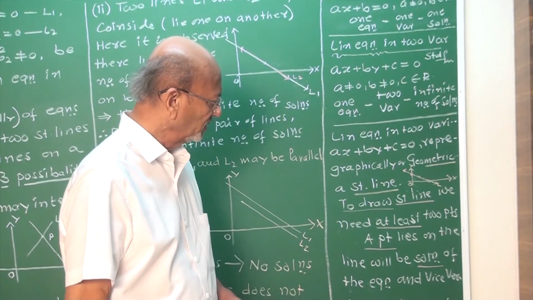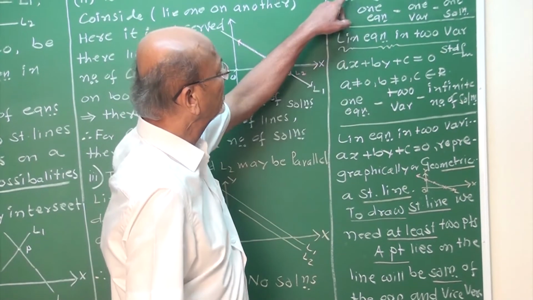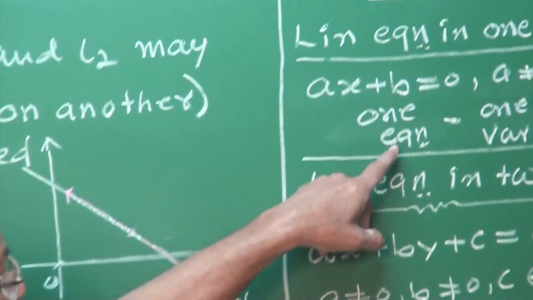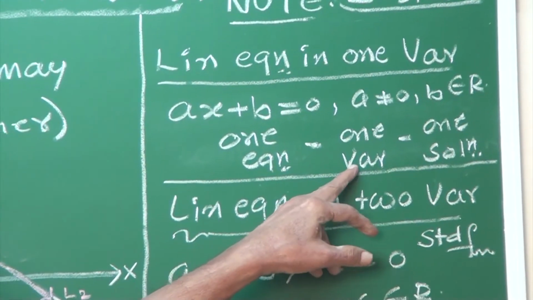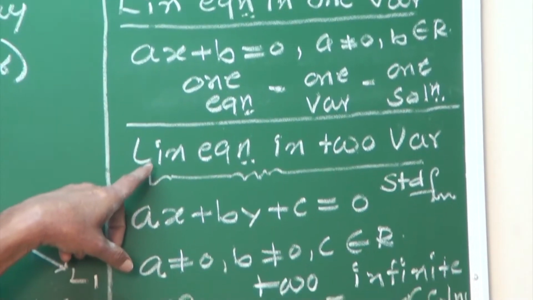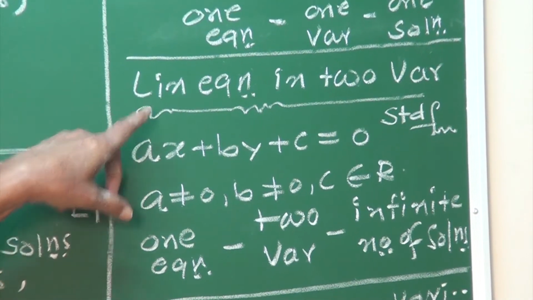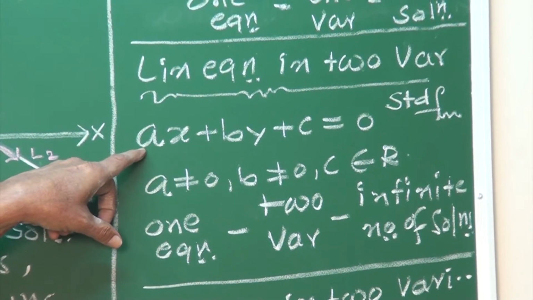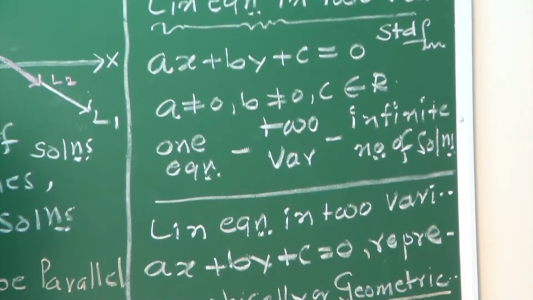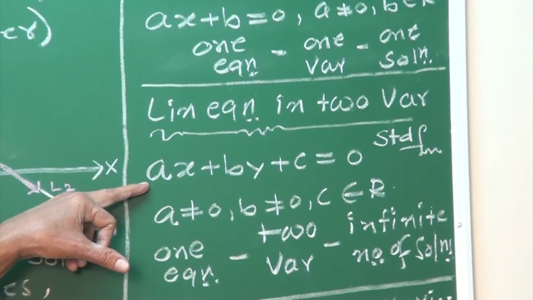Now, my friends, I will repeat once again. It is a linear equation in one variable. So, one equation, one variable, one solution. What is this? It is a linear equation in two variables. This is the standard form. I have explained through this, my friends. Here, what is this? It is one equation.